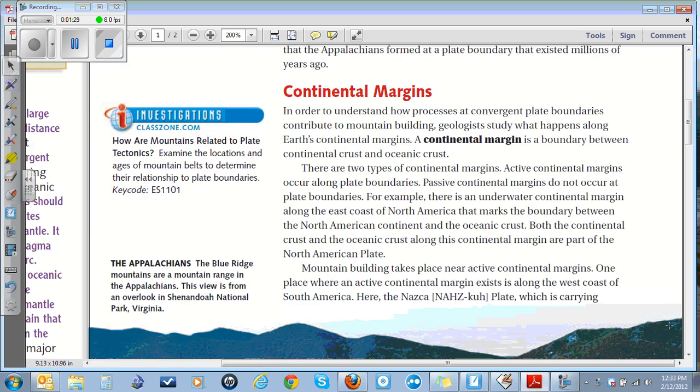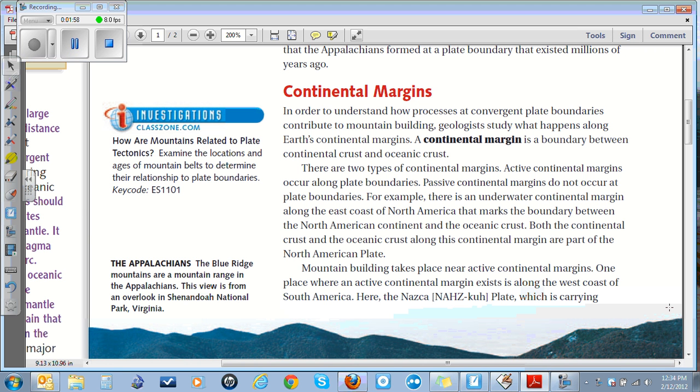Continental margins. In order to understand how processes at convergent plate boundaries contribute to mountain building, geologists study what happens along Earth's continental margins. A continental margin is a boundary between continental crust and oceanic crust. There are two types of continental margins. Active continental margins occur along plate boundaries. Passive continental margins do not occur at plate boundaries.